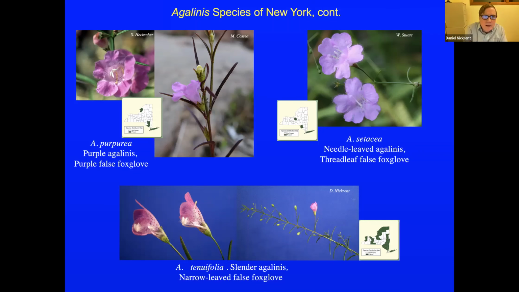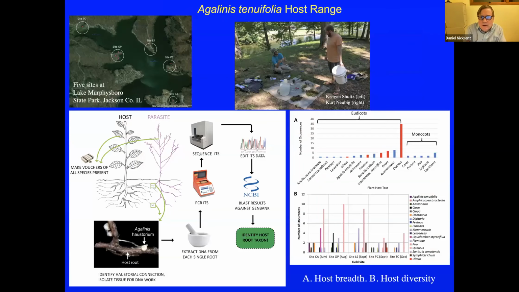This one took a little interest from Kurt Neubig, a professor shown there in his orange shirt and shorts a couple of summers ago. We were advising Keegan Schultz. He was an undergrad and we wanted a project. So we thought we would use a little bit of field work and a little bit of molecular biology to try to get an idea of the host range of this Agalinis.